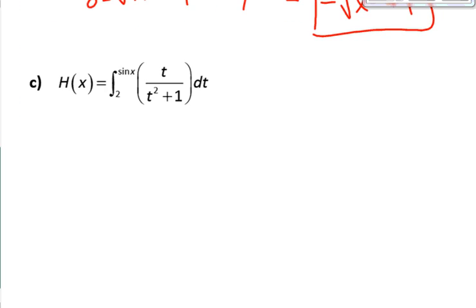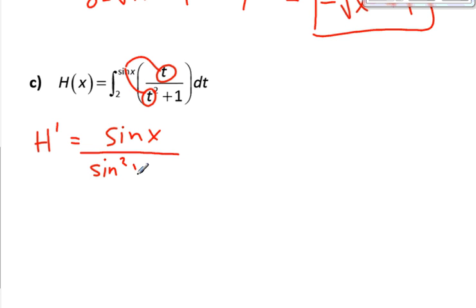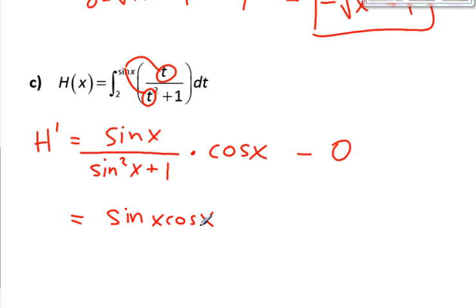And then the final one. So now we have a different function other than x. So we have sine of x as our upper limit. So if we want to find h prime, we evaluate, and every t that we see gets replaced with the sine. So we have sine x over sine squared x plus 1, but then you have to multiply by the derivative of sine, which is cosine. Then you subtract, same thing with the lower limit, but the lower limit's a constant, so that's just 0. So that's going to be sine x cosine x over sine squared x plus 1. Okay?